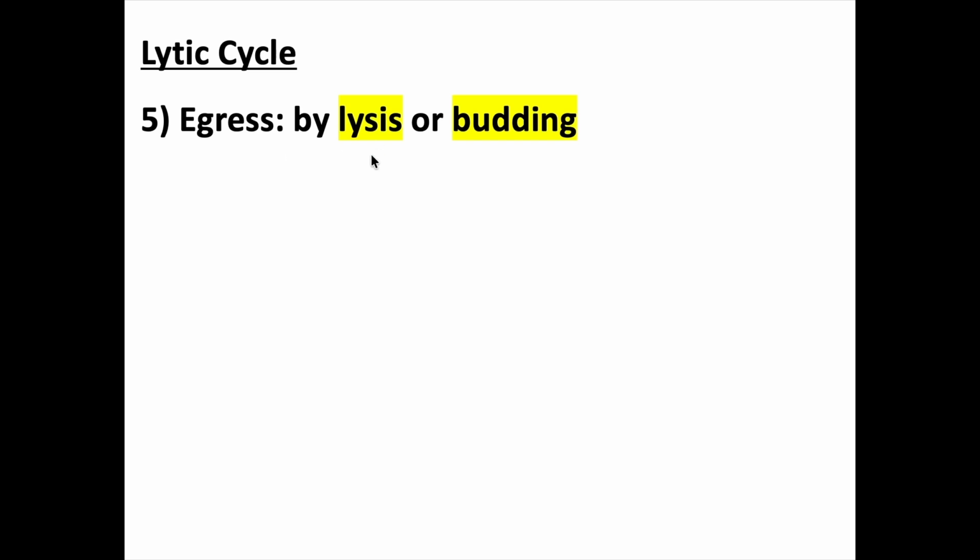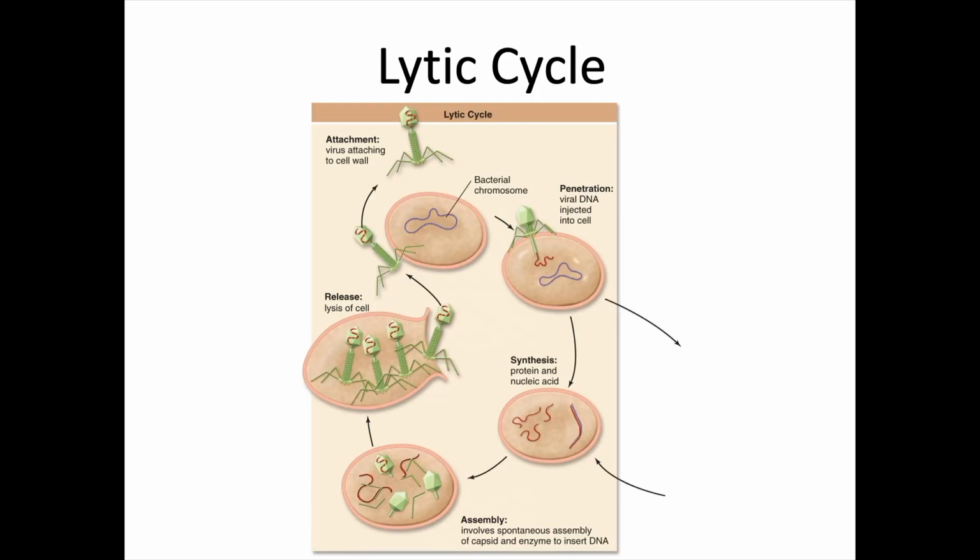Lysis is defined in the key terms as the bursting of a cell, easy and straightforward, and budding is defined as a method of exit from the cell where viruses leave the cell individually by capturing a piece of the host plasma membrane. Either way, virus is going to get out and try to infect more cells. This has been the lytic cycle, which is sort of the simpler of the two.